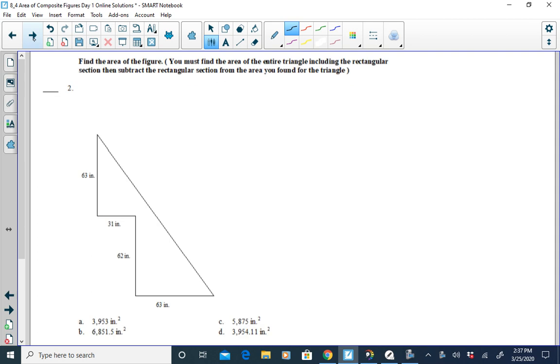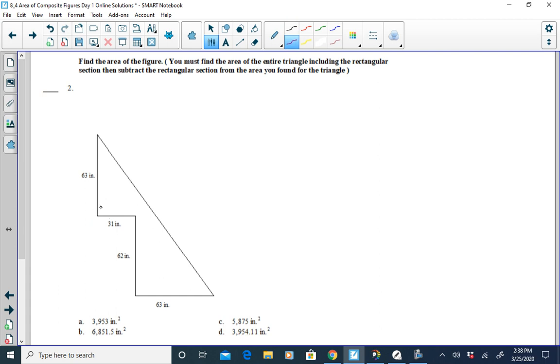But let's get into this next problem. I know that this was a tough problem for a lot of people. Every year when I give this problem on an assessment, test, or quiz, it's always challenging for students. There wasn't a problem like this in the lesson, but I did give you a hint in the directions. It says to find the area of the figure, you must find the area of the entire triangle, including the rectangular section, then subtract the rectangular section from the area you found for the triangle. So let's take a look at what that's going to mean.